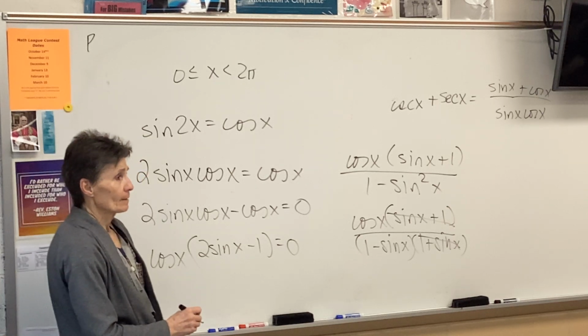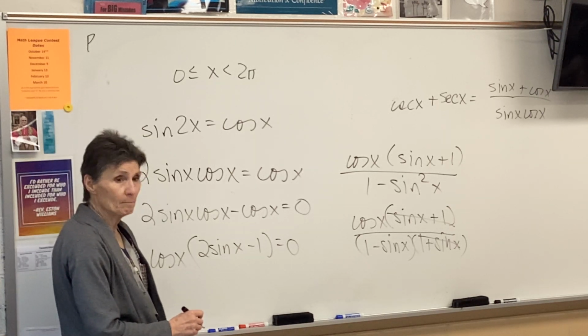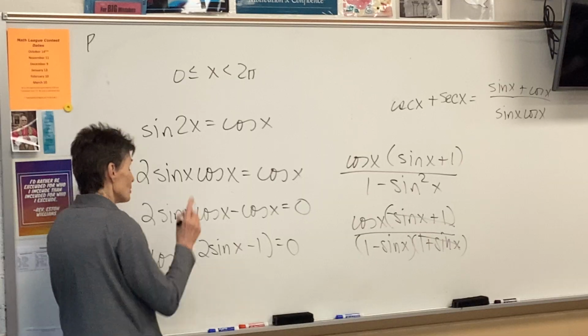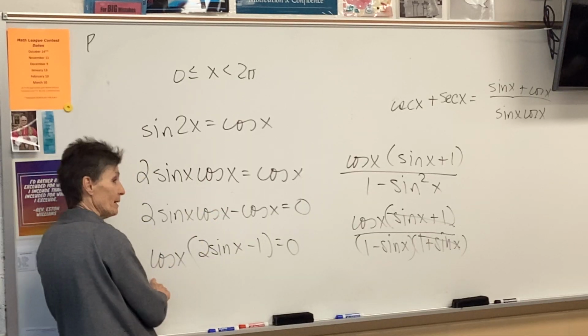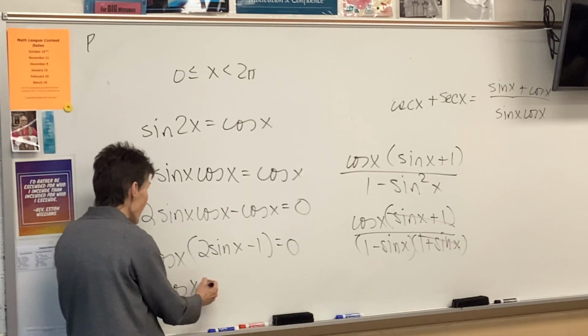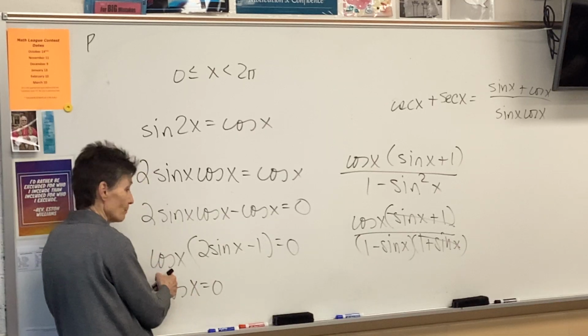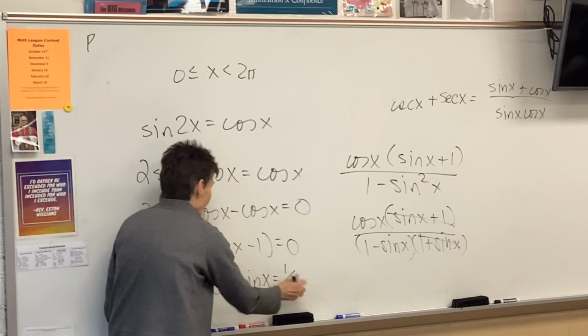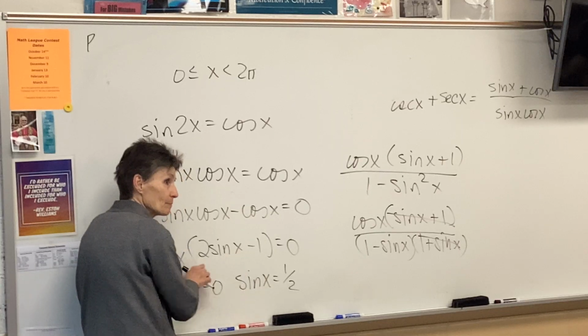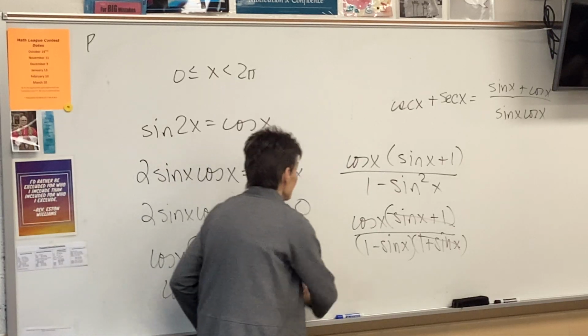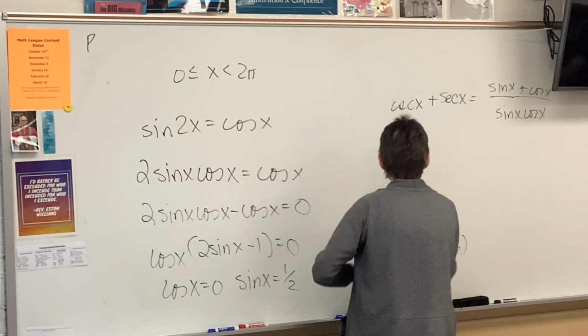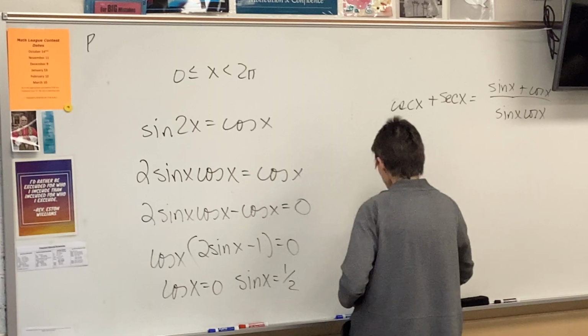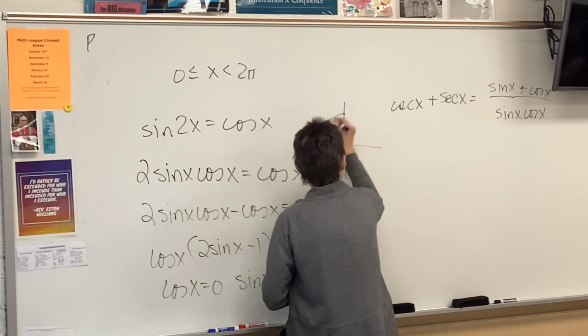So, cosine times that equals 0, and I set them both equal to 0. So my answers are going to happen whether the cosine is 0 or where the sine is 1/2. Everybody keep up with that? Yeah. All right. So cosine is 0, that's x.